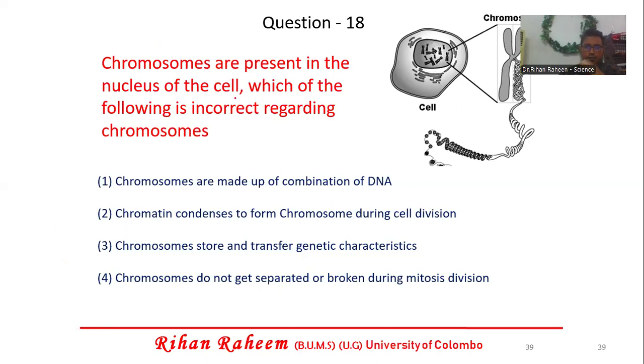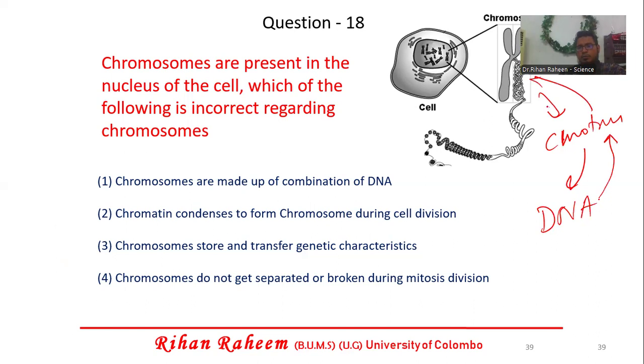Chromosomes are present in the nucleus of the cell. Which of the following is incorrect regarding chromosomes? Actually, chromosomes will be present initially as chromatin. This chromatin is made out of DNA. So DNA forms the chromatin, which forms the chromosome. First statement is correct: chromosomes are made up of a combination of DNA. Chromatin condenses to form chromosomes during cell division. Yeah, that is also correct. Chromatin are the ones which condense, join together and form the chromosomes.